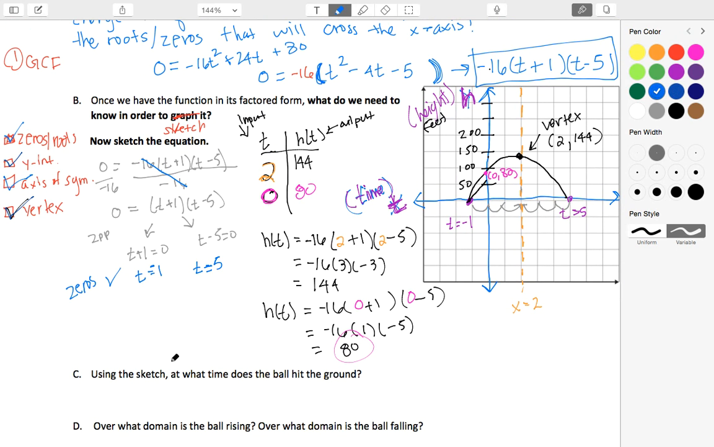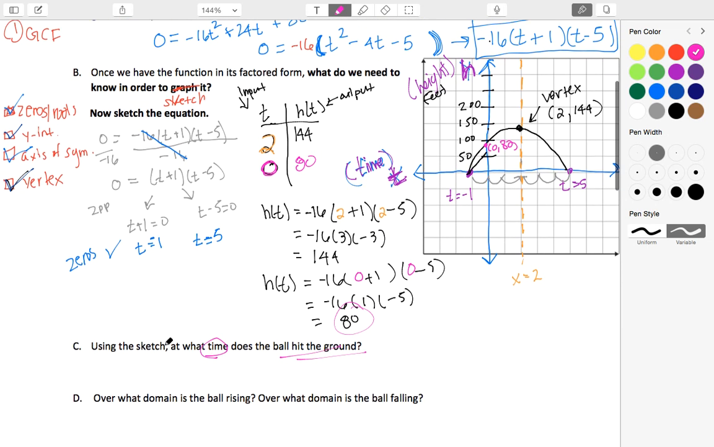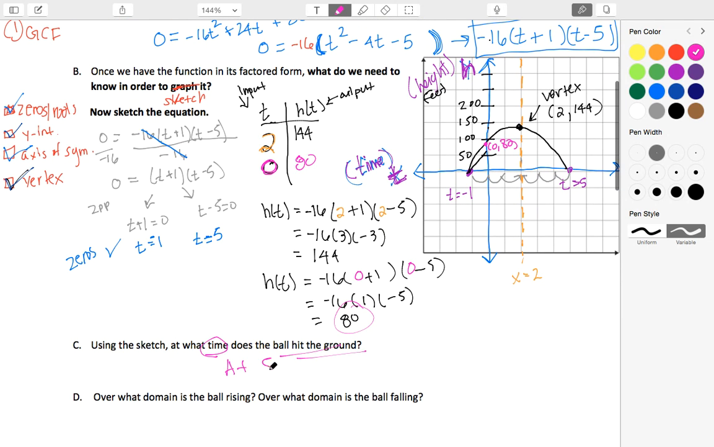Right here it says, go ahead and annotate, using the sketch, at what time does the ball hit the ground? Well, we only have two options where a parabola hits technically the ground, at -1 and at 5 seconds. Can we have -1 seconds? No, that makes no sense. So here we can say at 5 seconds.